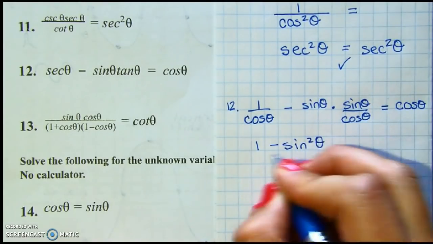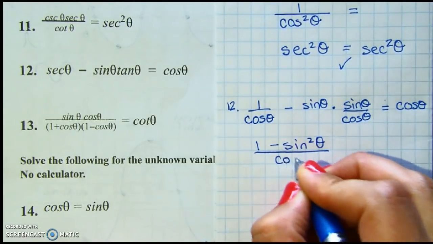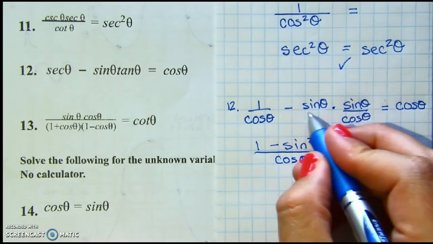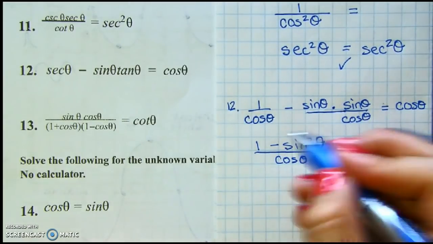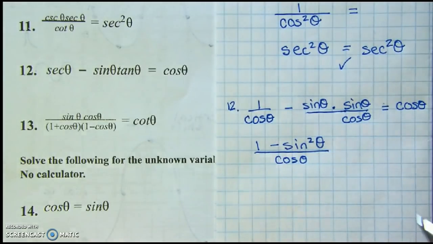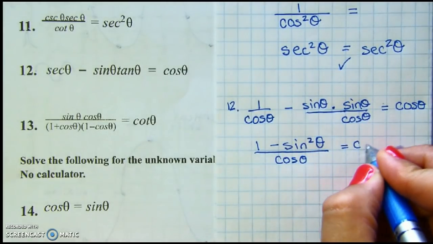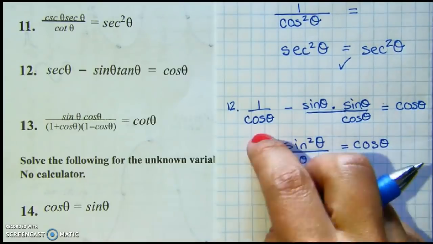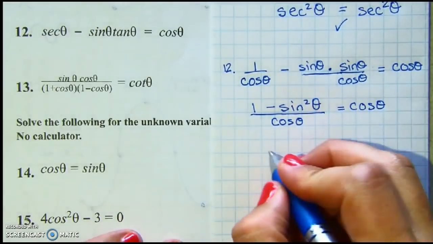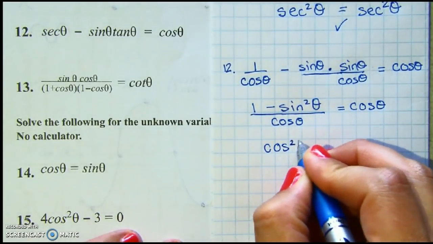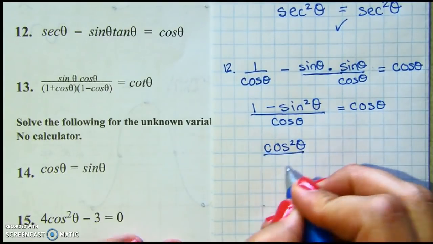Sine squared all over cosine. How come we can combine it like that? Because we have a common denominator of cosine. Okay. What is 1 minus sine squared? 1 minus sine squared, that should be memorized. You should know that that is cosine squared because of the Pythagorean identity.